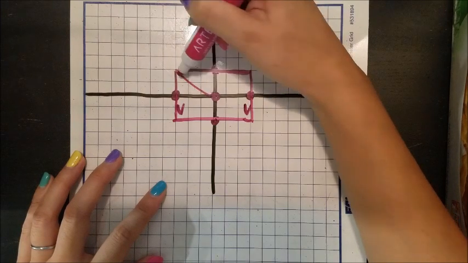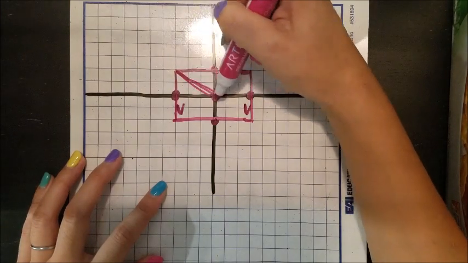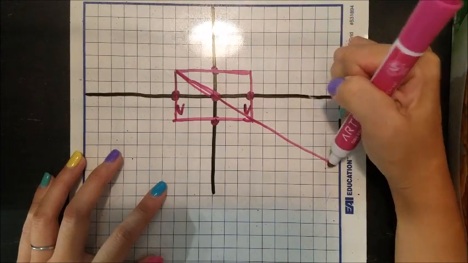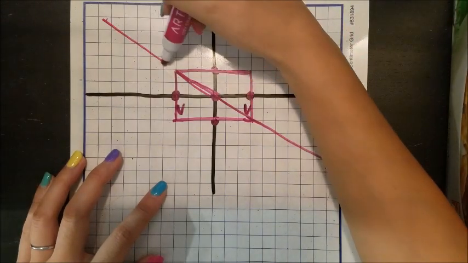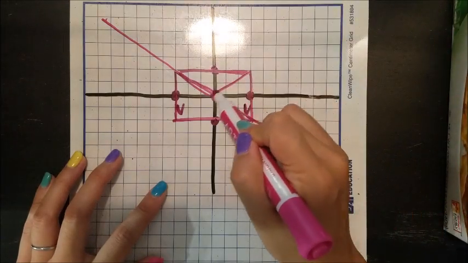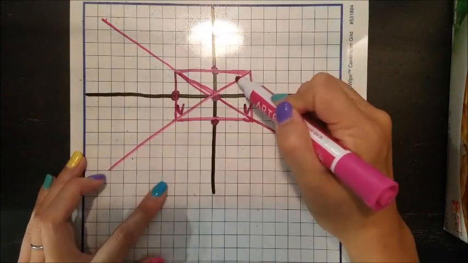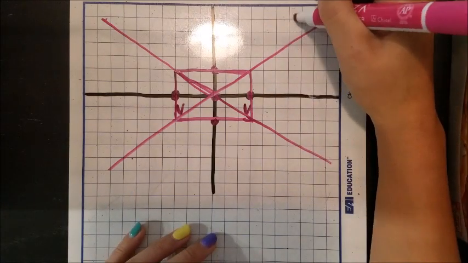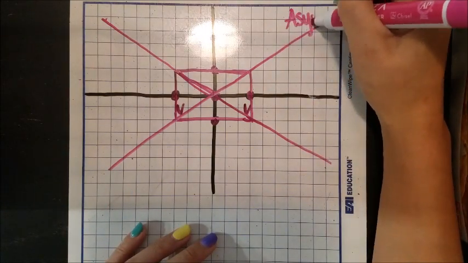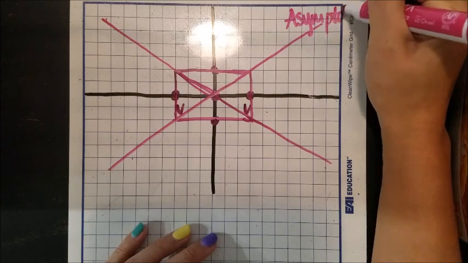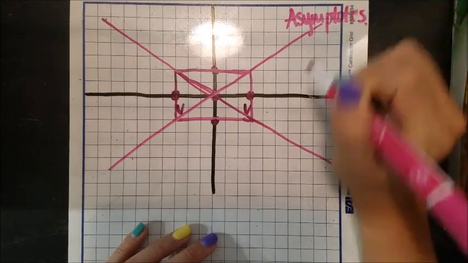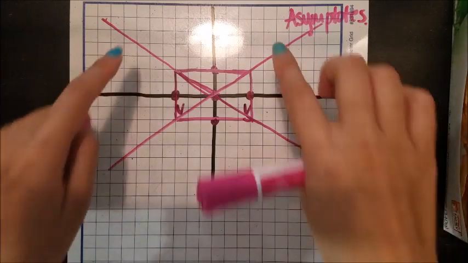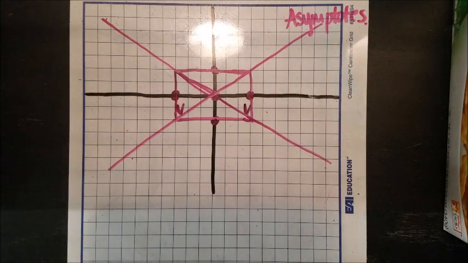So let me draw that line first. Oh my gosh, my straight line drawing skills, amazing right now. Woohoo. Okay, that's kind of close. Okay, there's that one and that one. Okay, so these are asymptotes. That means our graph is going to get really close to these lines but not actually touch them.